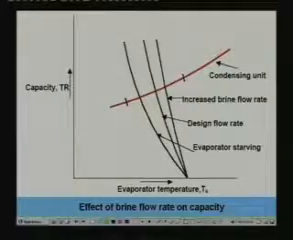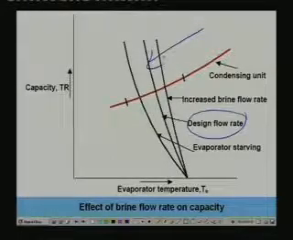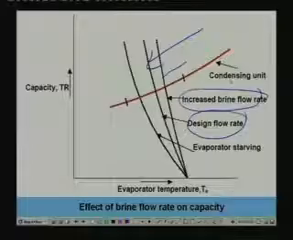Let us say that this is the design flow rate. So, this curve is for the design flow rate. Now, the flow rate increases. Let us say that this is the increased flow rate curve. What happens to the capacity? Once the brine flow rate increases, keeping all other parameters constant, the heat transfer coefficient on the brine side increases, because you are increasing the velocity. Once the heat transfer coefficient increases, overall heat transfer coefficient increases, and capacity of the system increases.